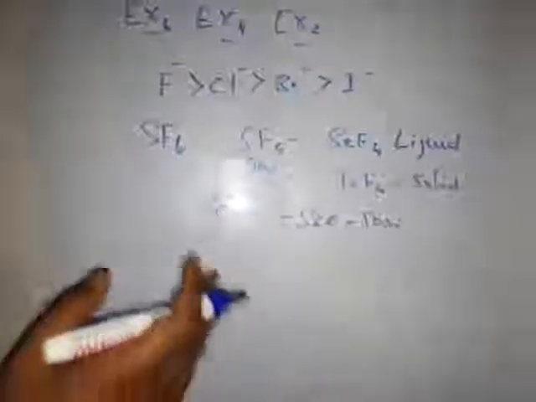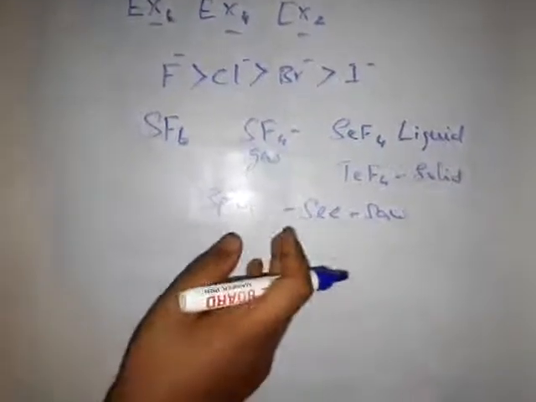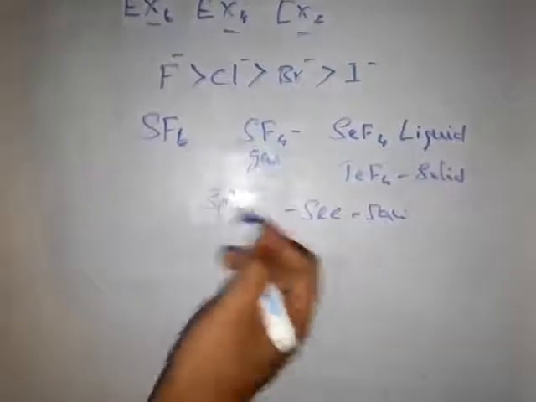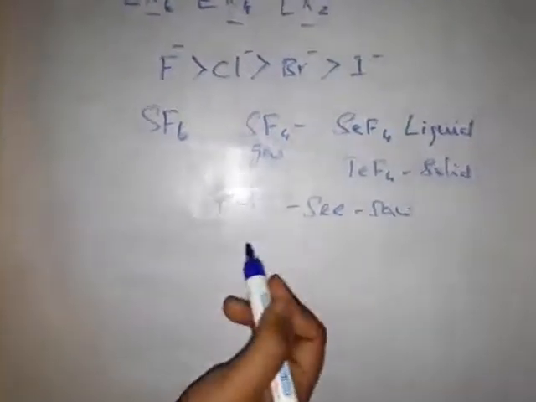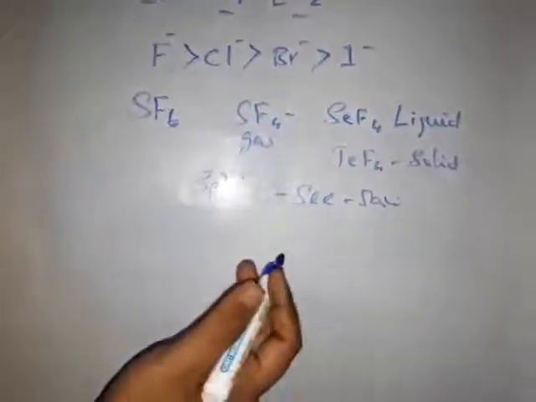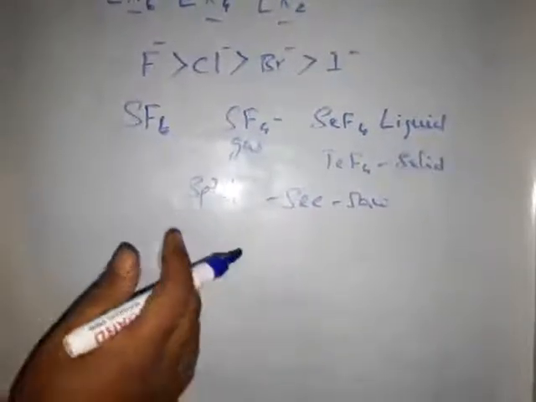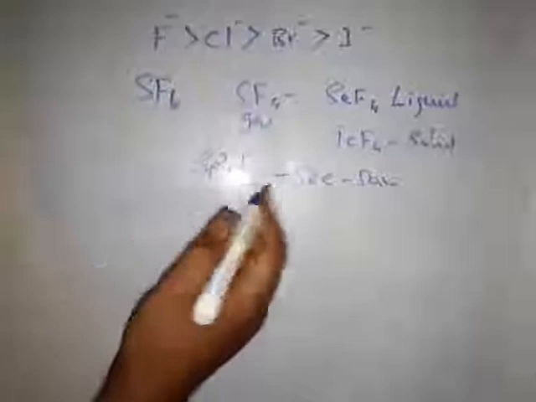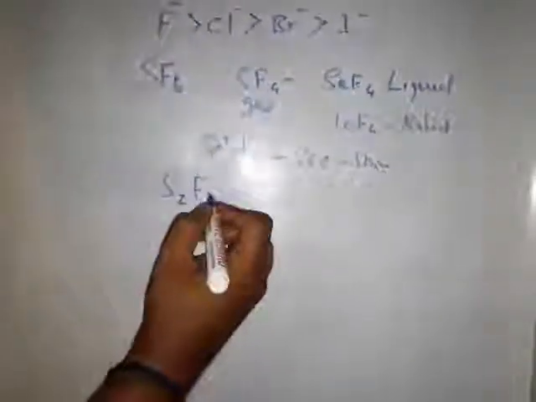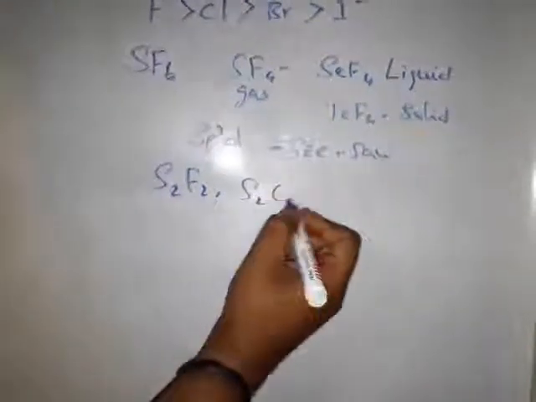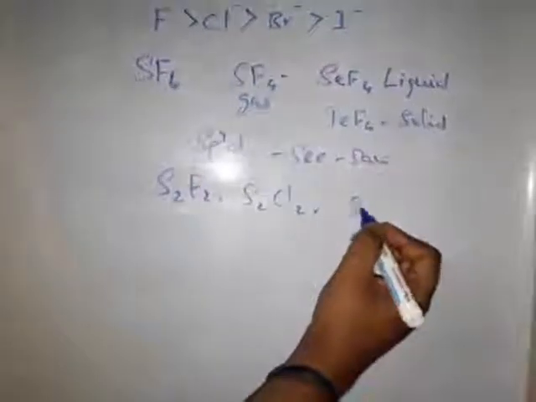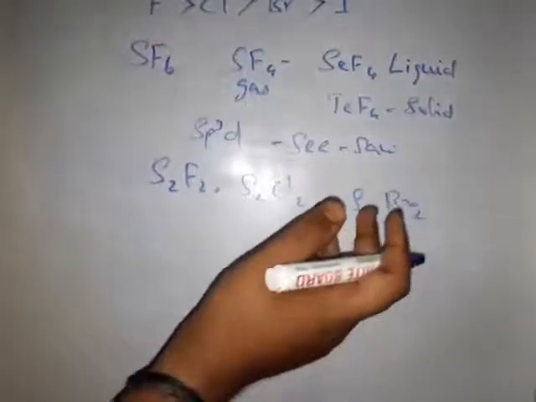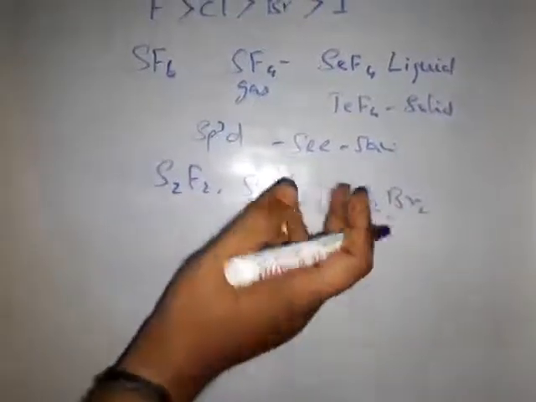Then all elements except selenium form dichlorides and dibromides. These dihalides are formed by sp3 hybridization with tetrahedral geometry. The monohalides are well known to be dimeric in nature. Examples are S2F2, S2Cl2, S2Br2, Se2Cl2, Se2Br2.